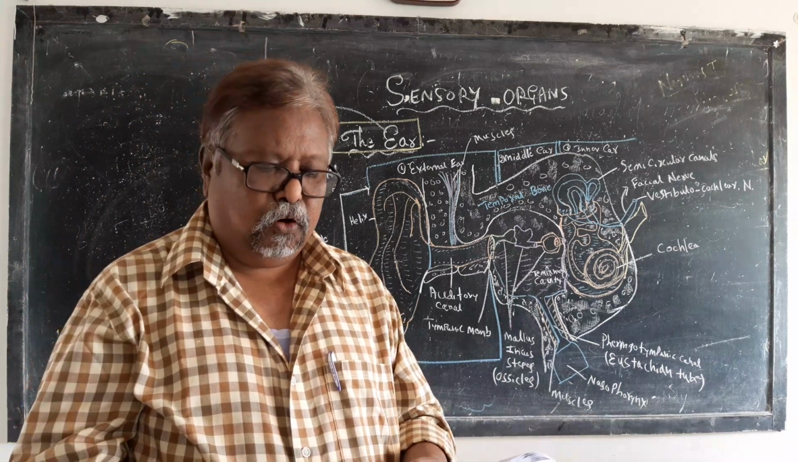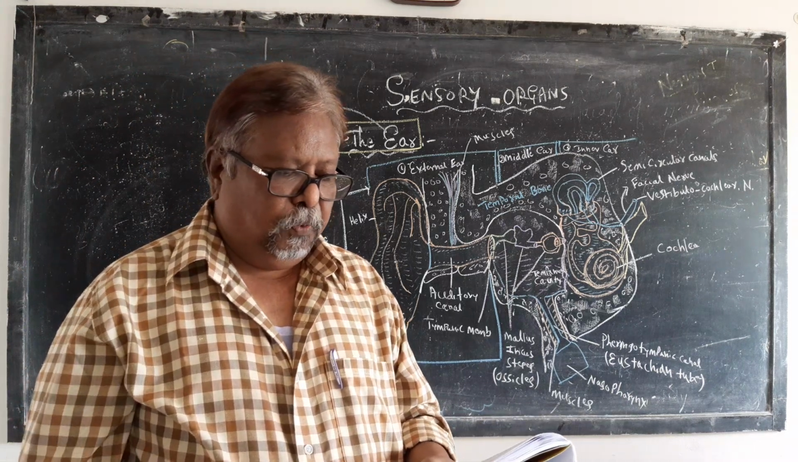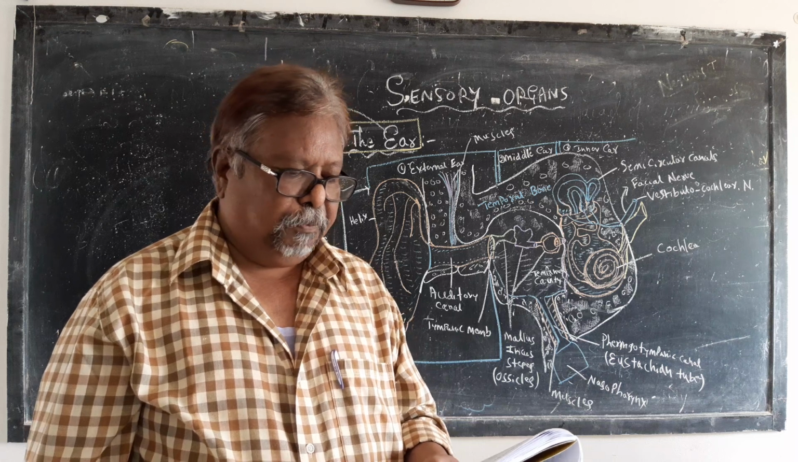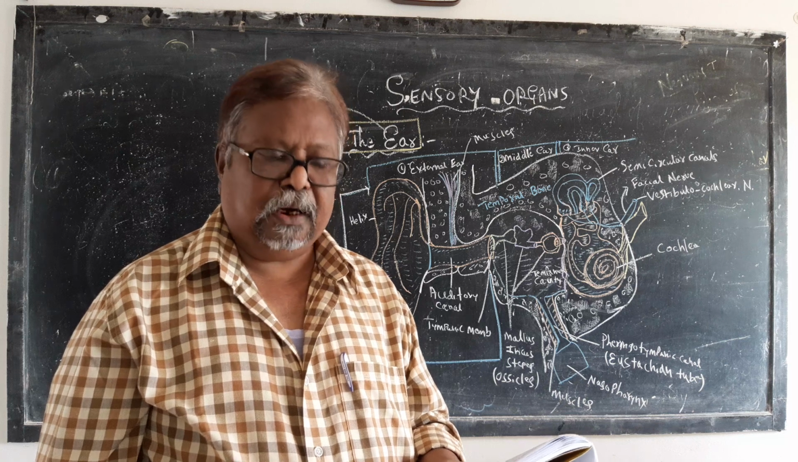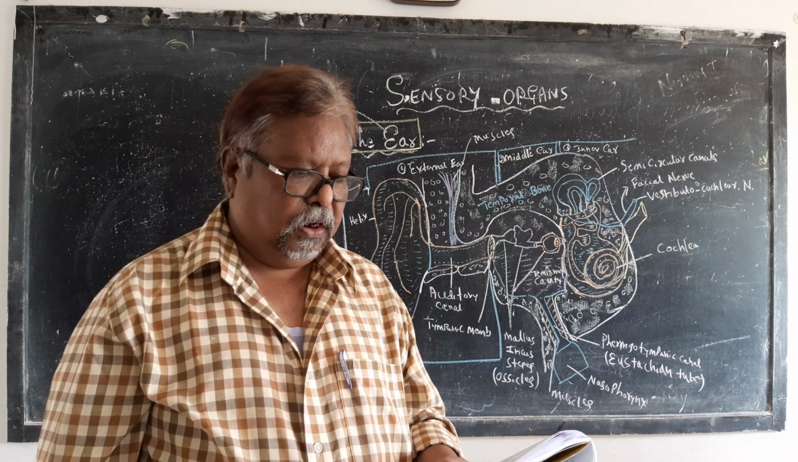Arteries and veins will be more in the lobule region, composed of fibrous and adipose tissue. A rich supply of blood vessels is found in the lobule.